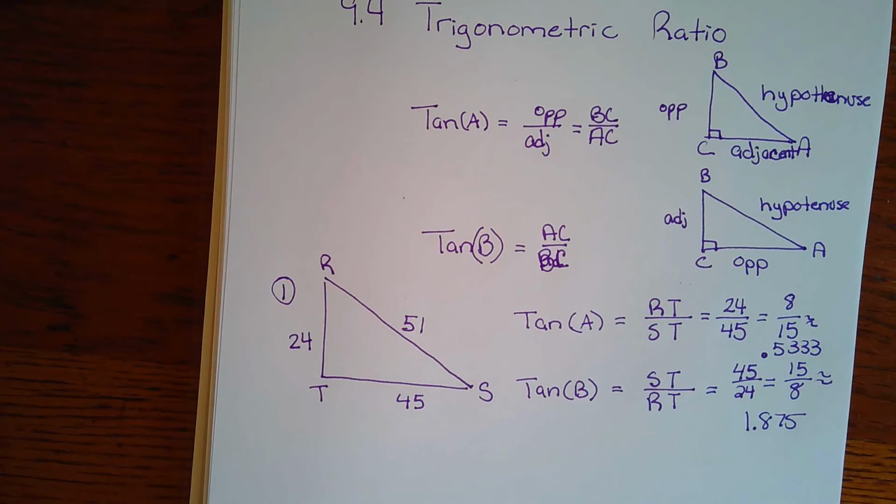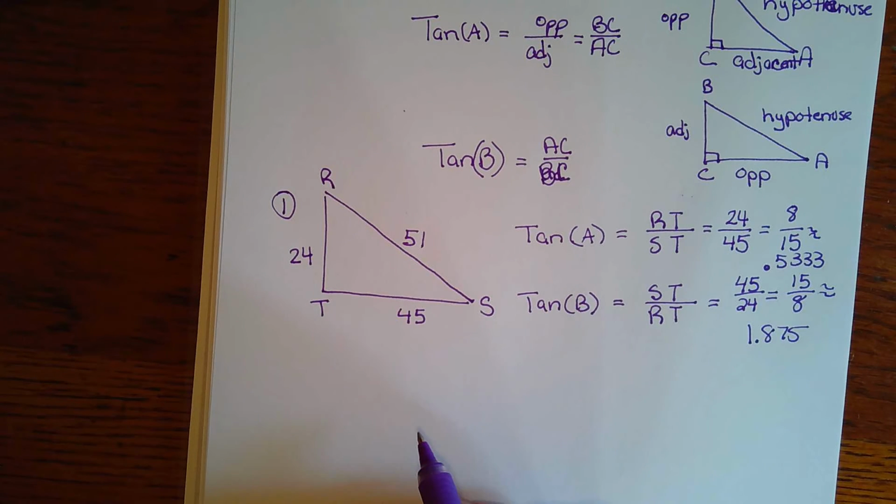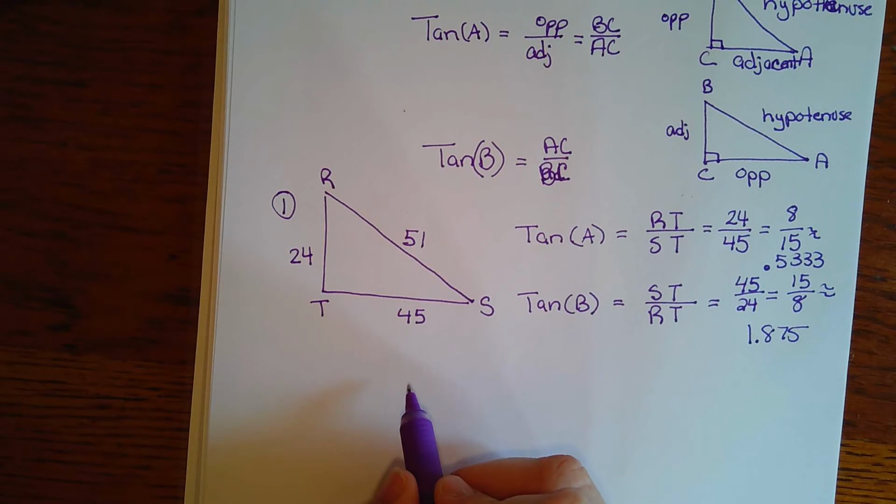Okay, so now that we've done that one, let's look at number 2. Now number 2 is just a tad different on this because we have square roots, which you're going to find doesn't make it more complicated. It just means you have a little more work to keep in mind.